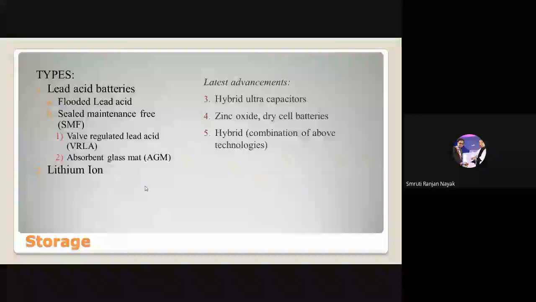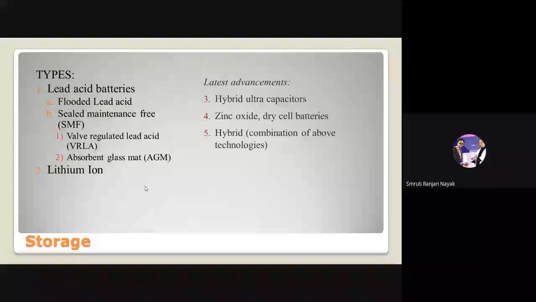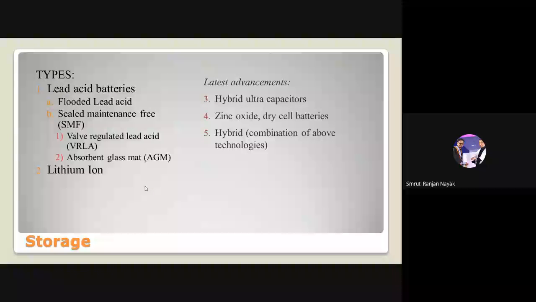Then comes the storage system. Storage in the sense of battery system. So types of battery, you know that. Different types of batteries are there, but you come under the lead acid battery as well as the lithium ion battery. These two types of battery you know, but in spite of that, there are different batteries also.